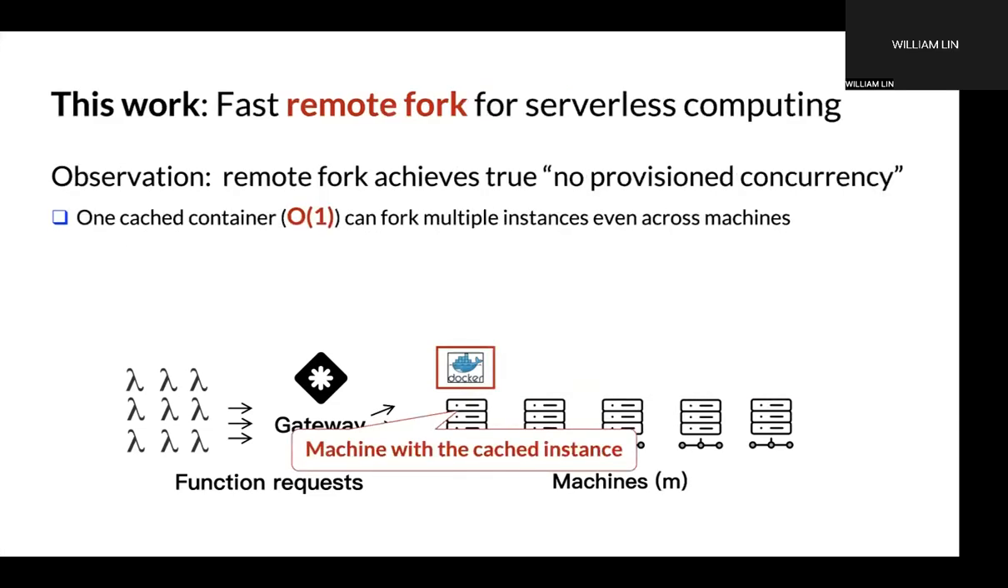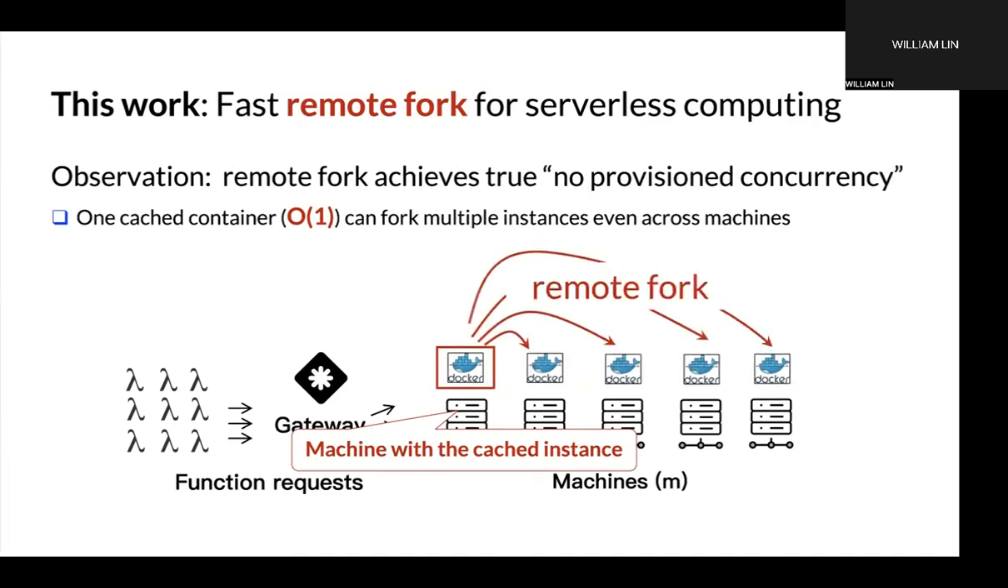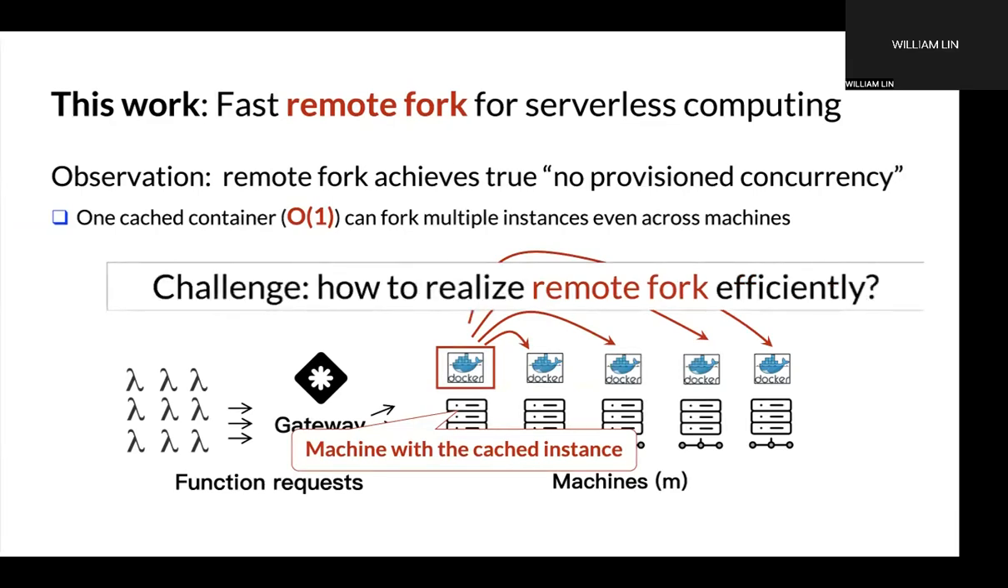So now the observation of this work is simple. Since fork works well on a single machine, can we generalize it to a remote setting? Given the remote fork abstraction, we only need one cache instance to start multiple functions on multiple machines, realizing no provisioned concurrency, namely O(1) resources required across machines. So the remaining question is, how can we implement remote fork efficiently for serverless computing?